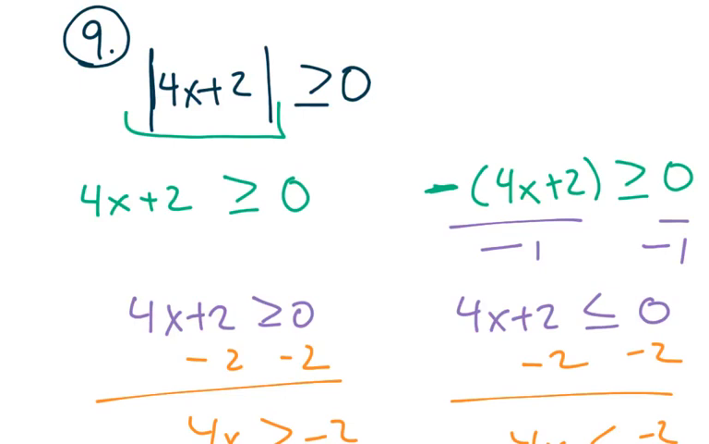Well, again, we said that the absolute value of anything is going to be 0 or positive. Well, what are we saying here? This whole thing is saying that it's greater than or equal to 0. So of course it's going to work for everything. Okay, so hopefully that makes sense.